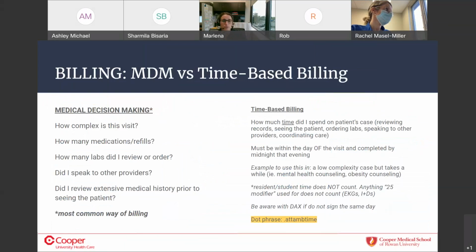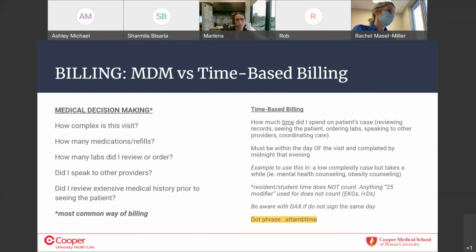So there are two types of ways to bill, medical decision making and time-based billing. Time-based billing is relatively new and was enforced in the 2021 billing year. It can be advantageous, and we'll go through when to use time-based billing instead of medical decision making. But medical decision making is usually the most common, and you'll find that MDM and time-based billing end up being about the same except in certain situations.